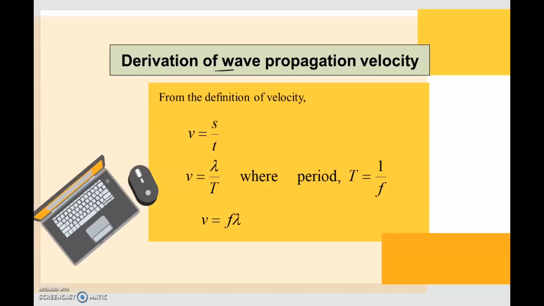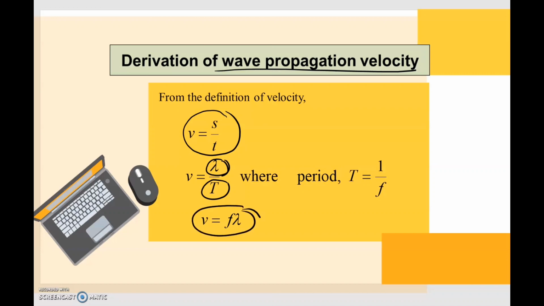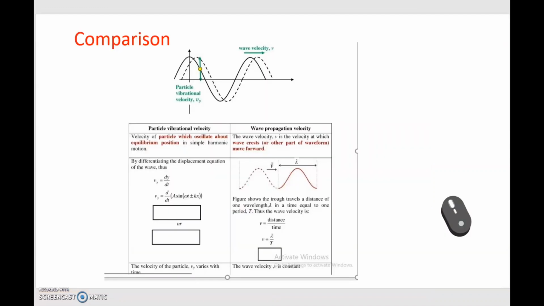This is the derivation for the wave propagation velocity. From the definition of velocity, we have v equal to s over t. So s is a distance, so one lambda is our distance, and t is time. We have the period, where the period is the time taken to make one oscillation. So then we have v equal to f lambda. So this is the comparison of the two.